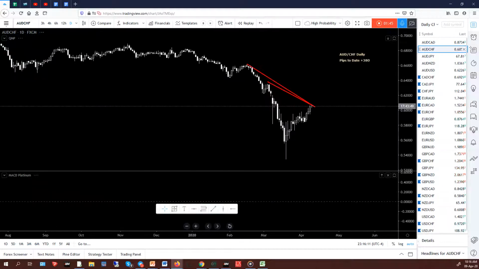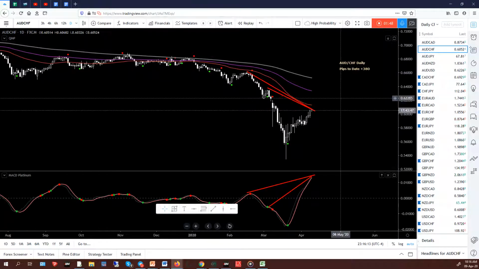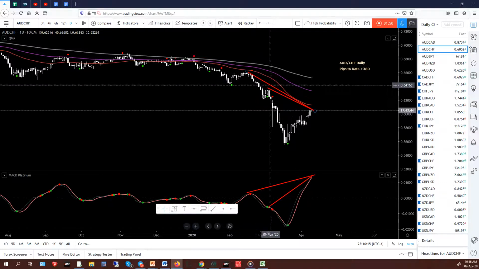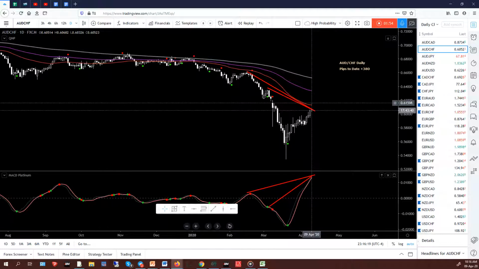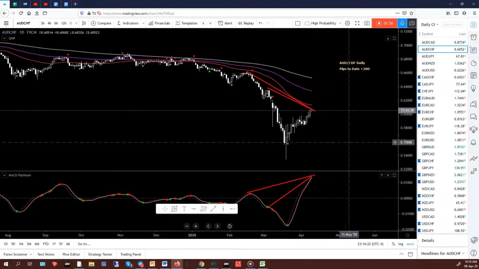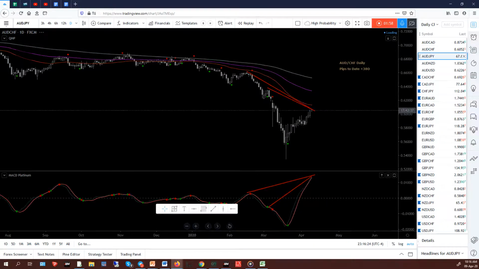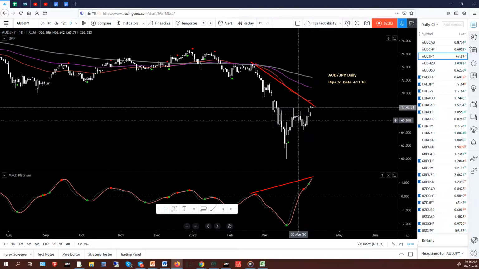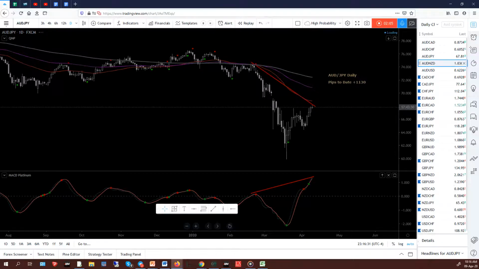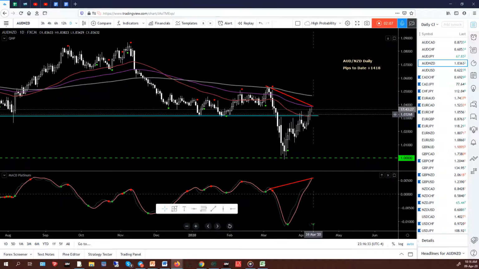All right, moving right along. AUD Swiss franc, same as the AusCAD, no trades on. Looking for potential sell trades. Ideally want to see price come back to the MAs and roll back down. That's the plan. Aussie yen, same sort of deal. All these Aussie pairs, highly correlated obviously. Aussie New Zealand, same deal.